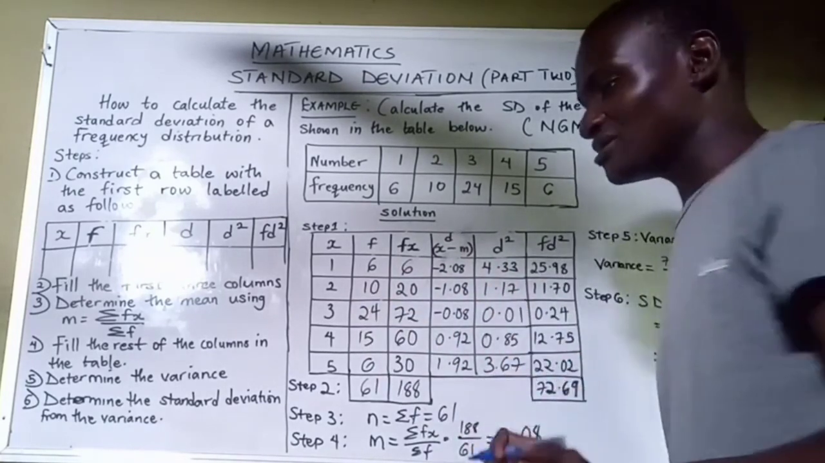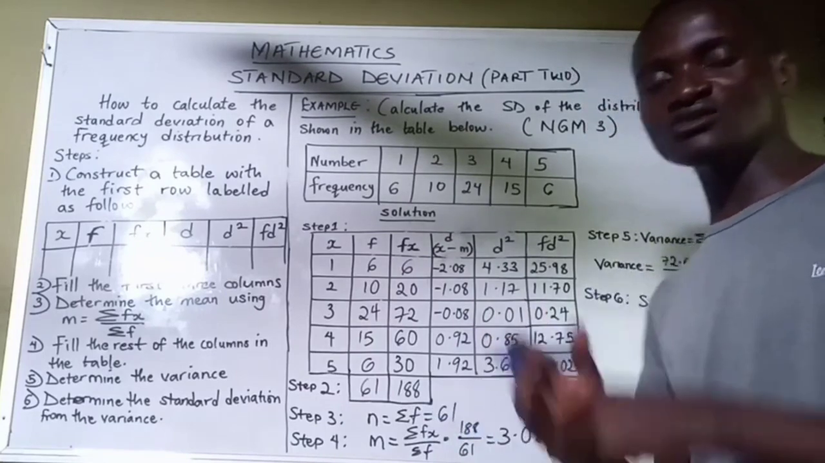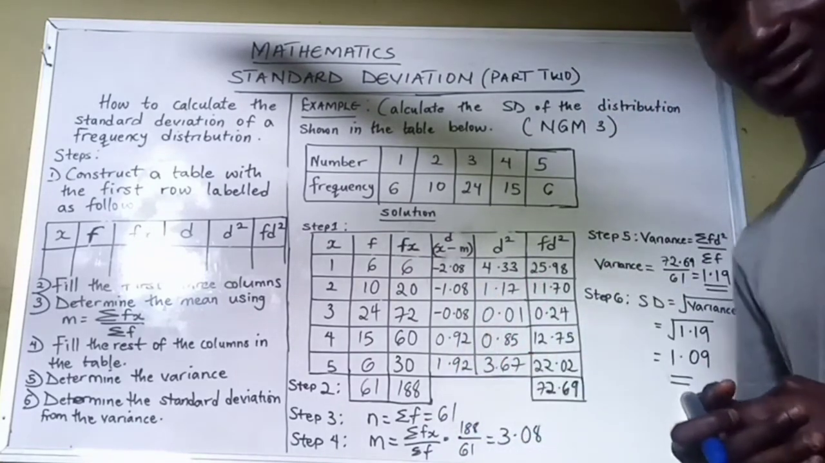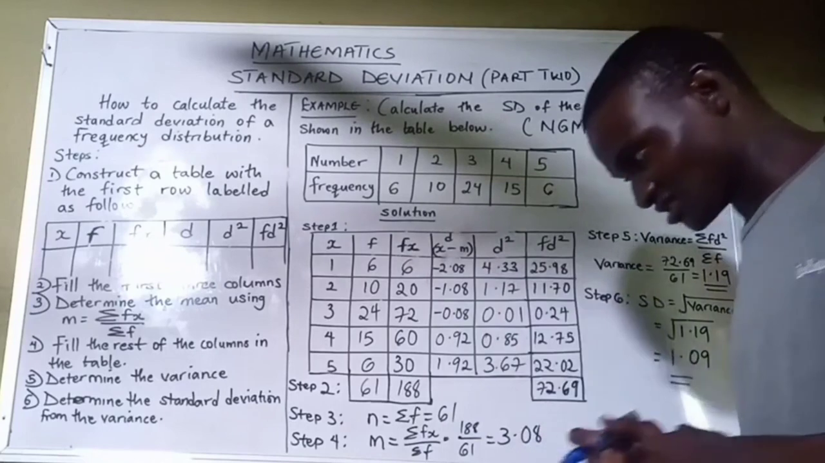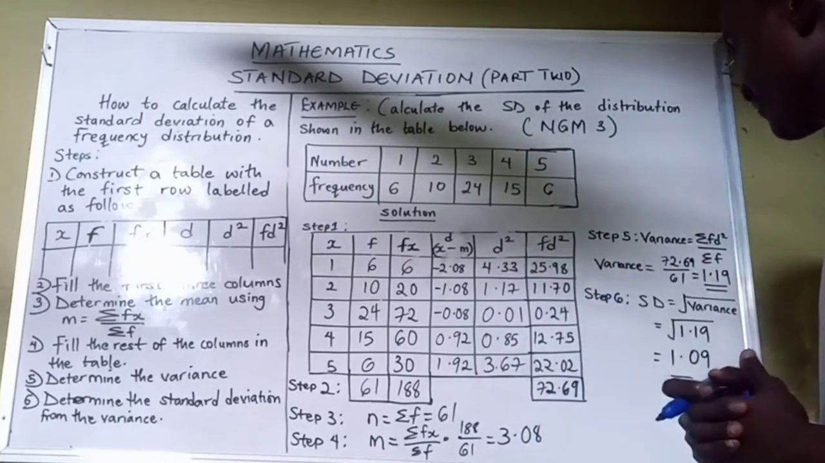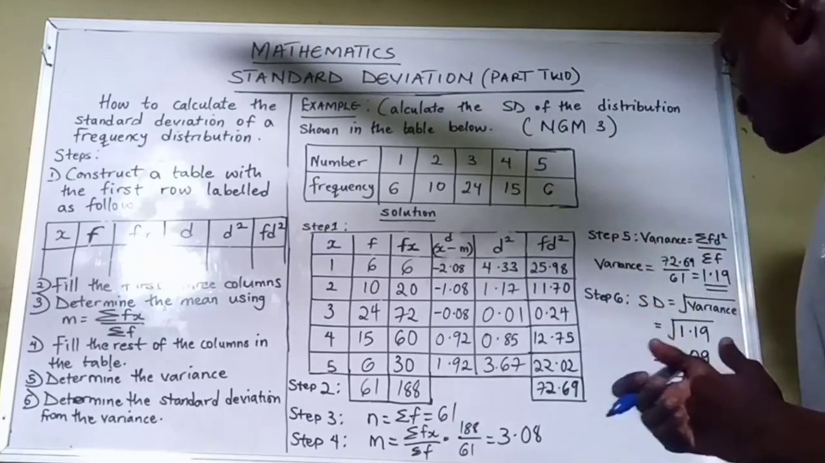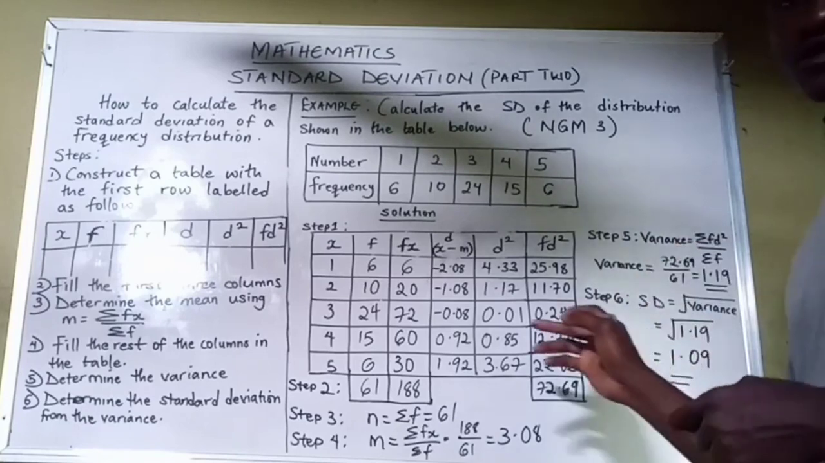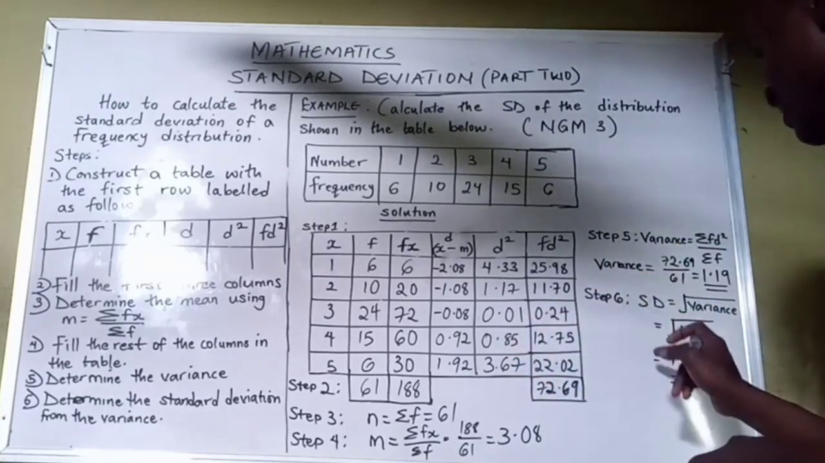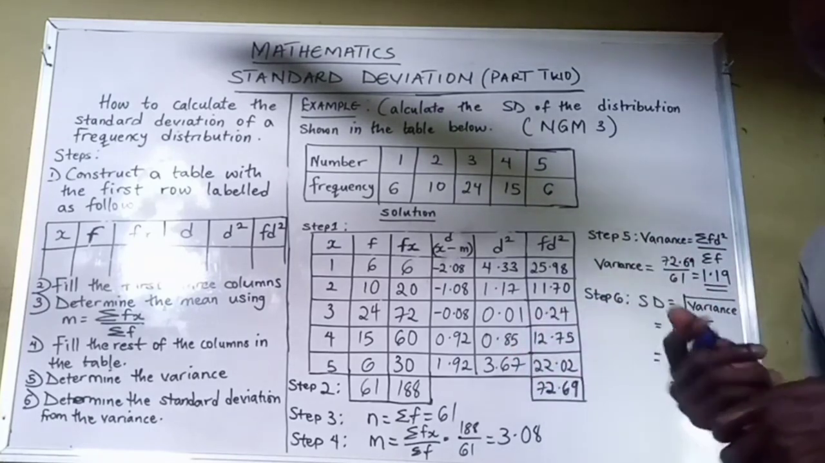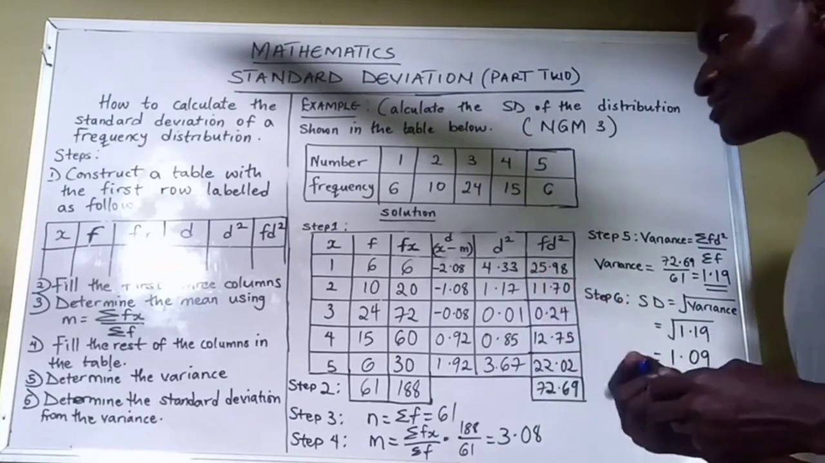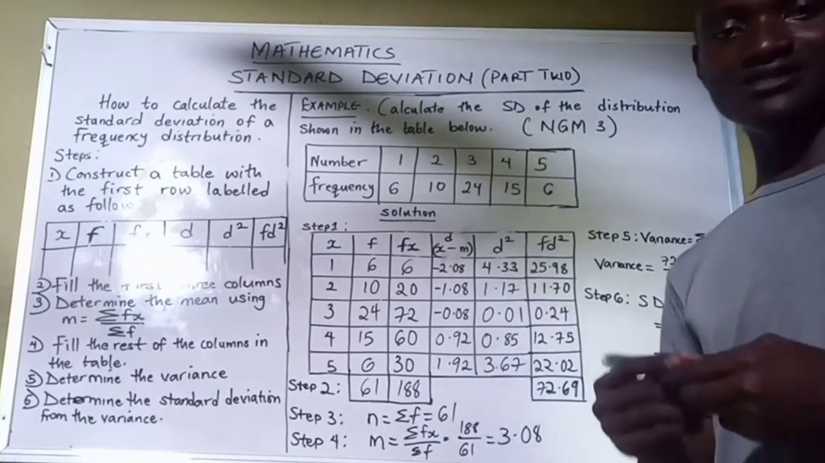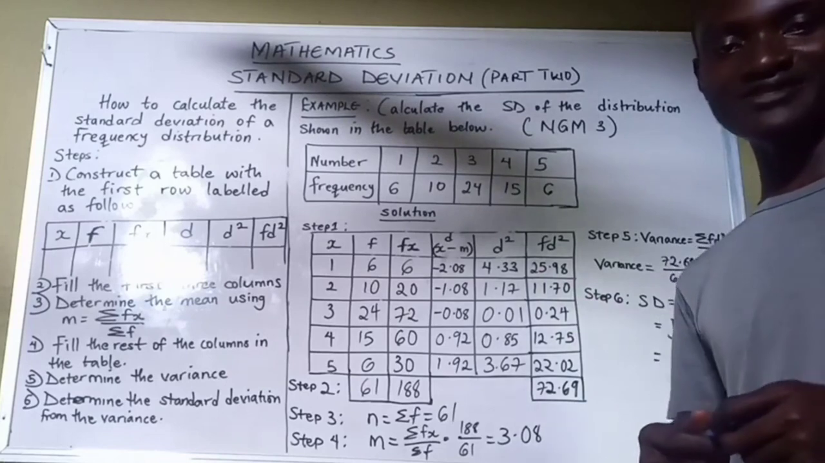This way, you have been able to summarize a lot of things that would have taken your time in your calculation by virtue of this table. And at the end of the day, you were able to calculate your variance. And do not forget that the square root of the variance is your standard deviation. This is how we do the standard deviation of frequency distribution.